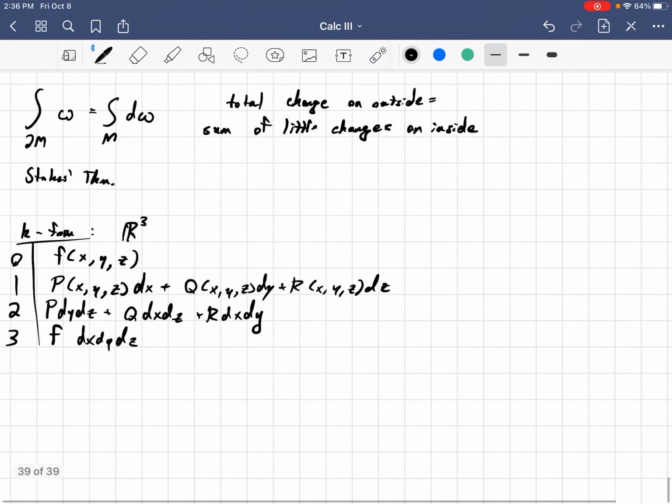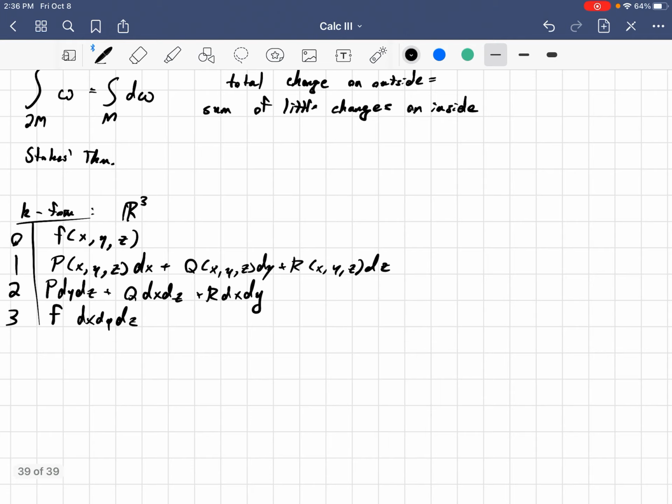So omega, then, if M is a manifold, which we'll call a K-form, we'll define that to be a K-form. Then we let omega be a K minus 1 form.